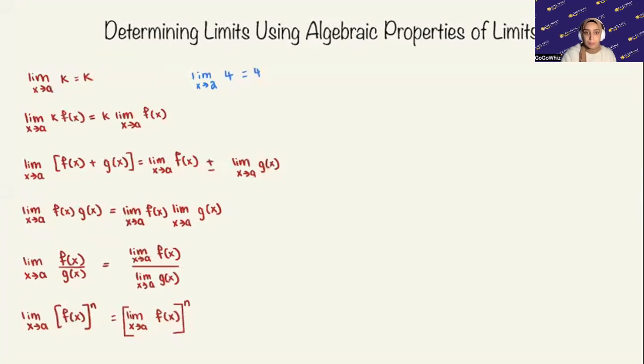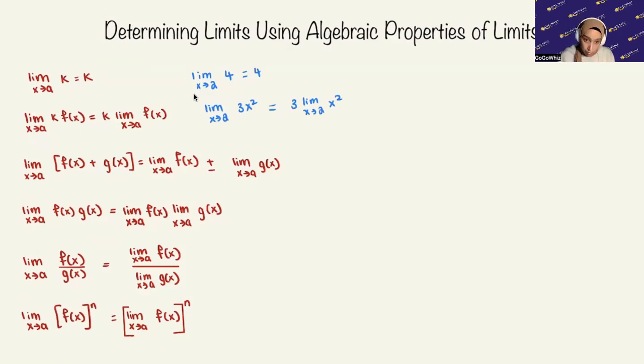If we say, for instance, the limit as x approaches 2 of our function, let's say 3x squared. Over here, we can see that this is a 3 multiplied by the x squared. Using this property, I can make that equal to 3 (pulling out the constant) multiplied by the limit of the function x squared. And we can see that this is direct substitution of 2 in this limit.